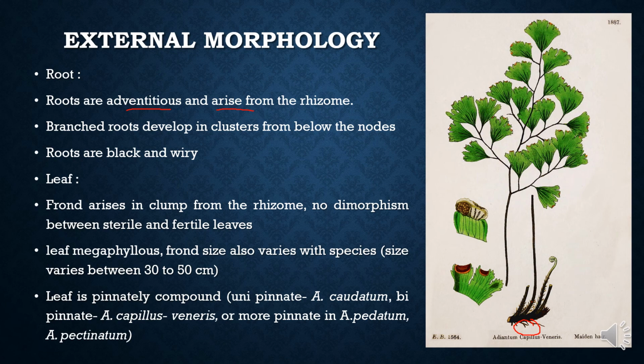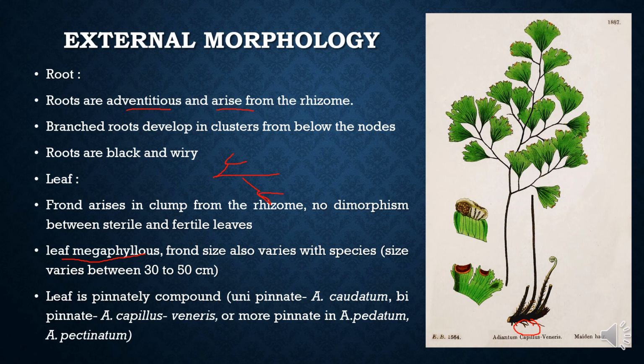And all the leaves of Adiantum are megaphyllous, which means that there is a central midrib in the leaf, and that central midrib bifurcates and divides, and they form a reticulate type of venation. So this type of leaf, which has a reticulate type of venation and is much larger in size naturally, is called megaphyllous, as is very common in all the ferns.